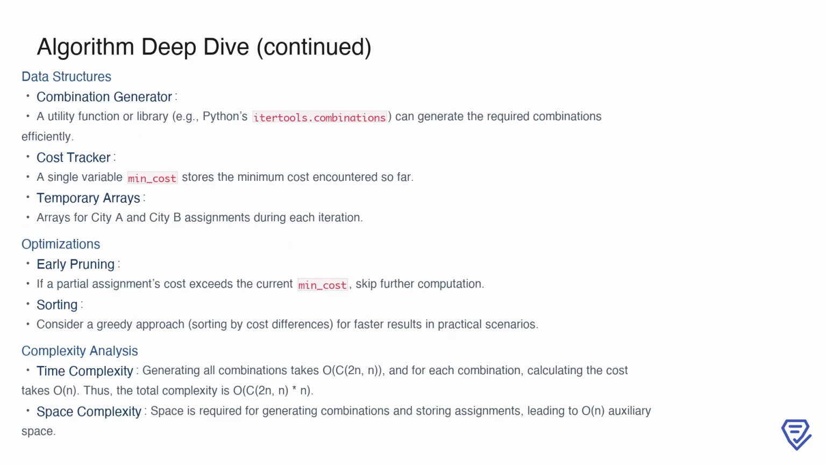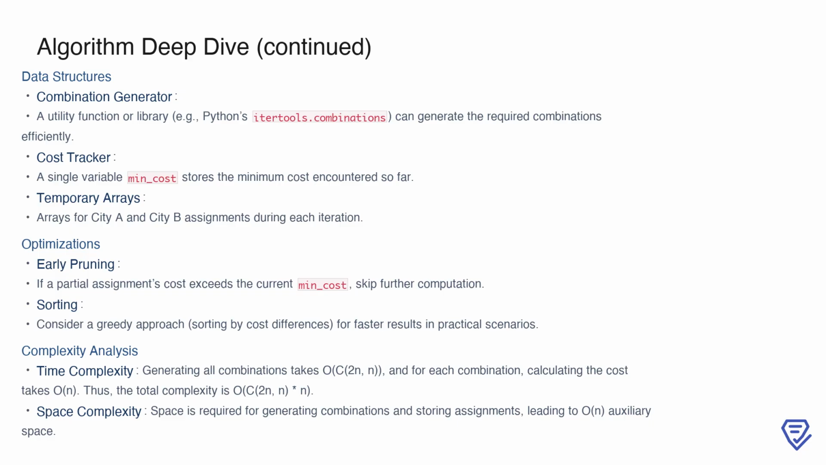To implement the brute force approach effectively, we rely on specific data structures. A combination generator, such as Python's itertools.combinations, is used to generate the possible assignments. We also use a variable, min_cost, to track the smallest cost encountered so far. During each iteration, temporary arrays store the assignments for city A and city B.